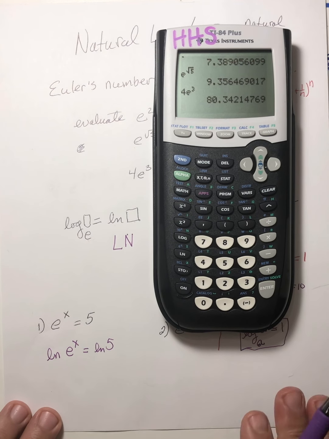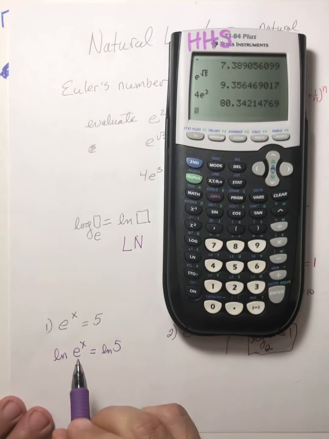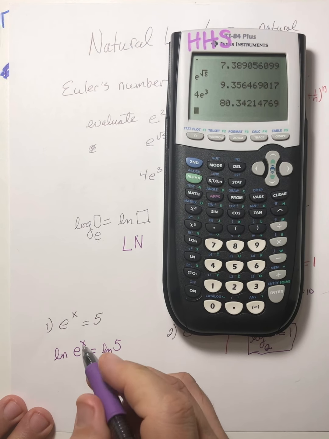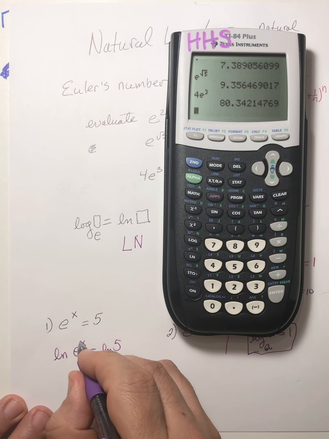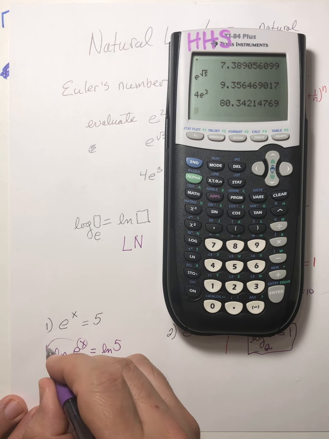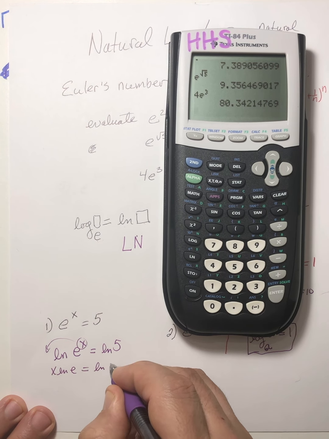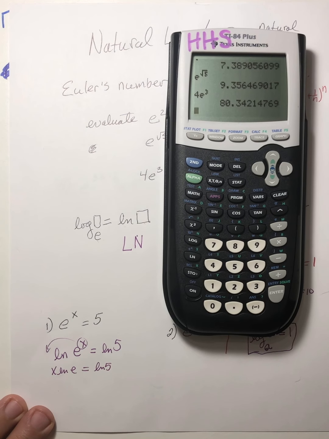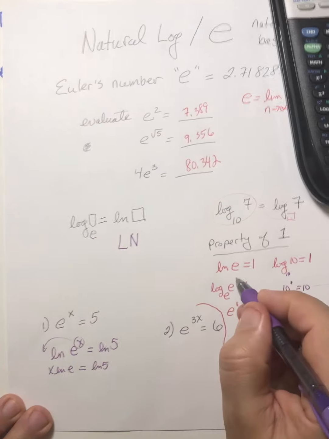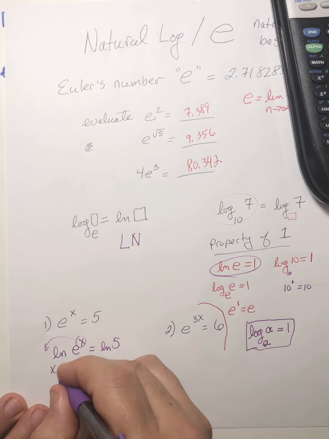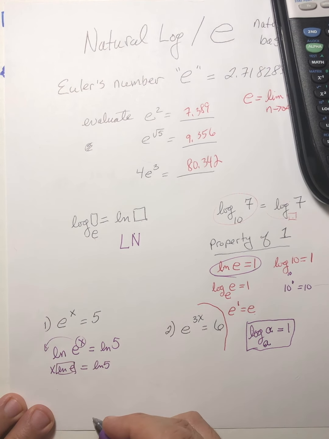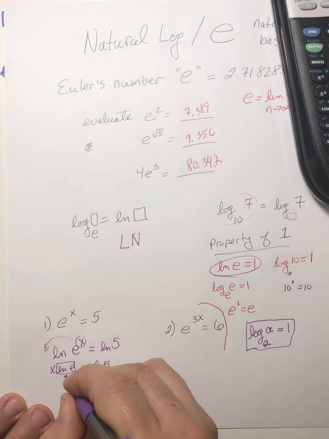Okay, so now how do I solve this? Well, just like when we do LOGs, the x goes in front. That's right, that goes in front. So I have x ln of e is equal to ln of 5. Now here's the kicker. What is ln of e? That's right, from right over here, ln of e is equal to 1. So when you see this, all you got to say is, oh, that's 1.